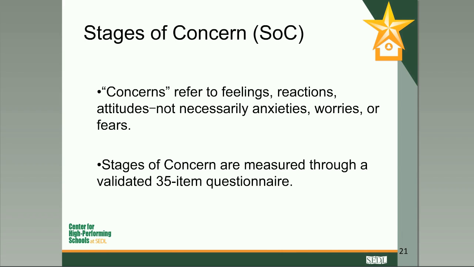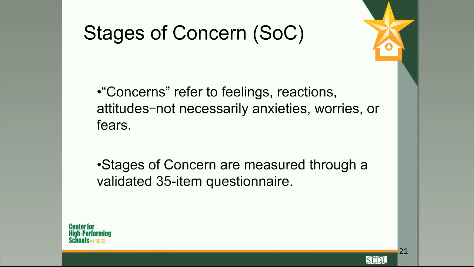After an individual takes the 35-question survey, it is scored, and Brian will show you in a minute how that's done electronically. Then a profile is developed, showing the relative intensity of each of their concerns, each of the different seven stages. It has been regularly revalidated, and most recently was revamped in 2006. With a little bit of tweaking, the questionnaire has stayed the same.